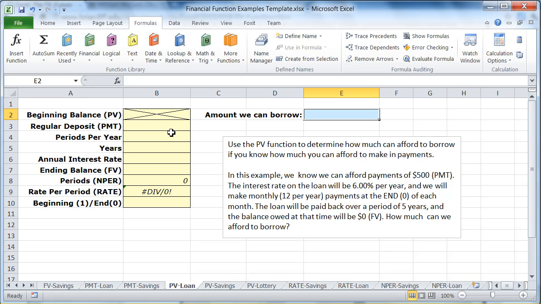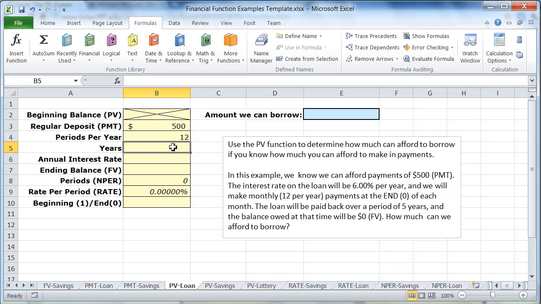Well, the regular deposit is 500, and again, what we're trying to find out is how much we can borrow. When you're borrowing money, the amount that you borrow is always the present value, so that's X'd out, and we'll compute it over here. Number of periods per year, and again, it's usually monthly, but it's not always, so don't just assume that it's 12. Make sure you read the problem carefully.